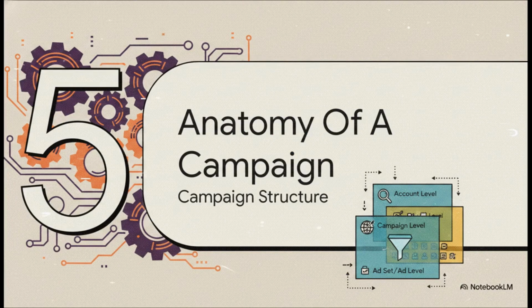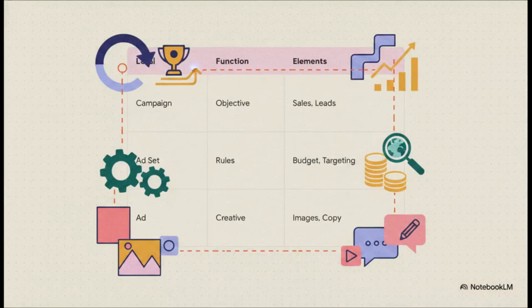Section 5, Anatomy of a Campaign. And this brilliantly illustrates how Meta organizes advertising. It's just a simple 3-tier hierarchy. Right at the top level is the campaign, where you define your big picture goal or objective. Inside that campaign is the ad set. Think of this as the rules engine, like who you're targeting and how much you want to spend. And finally, tucked inside the ad set is the ad itself. This is the creative level, the actual images, videos, and copy that your customer is going to see on their screen.